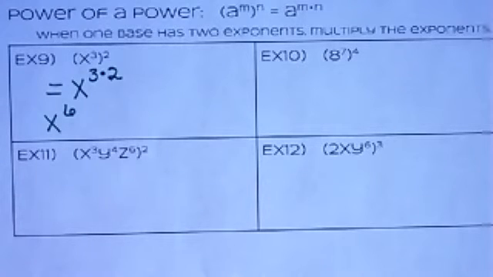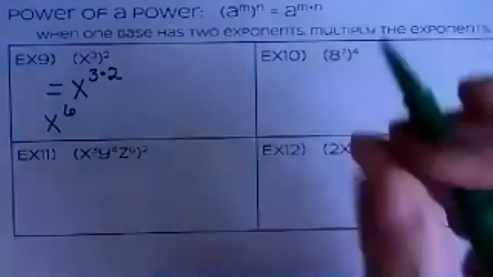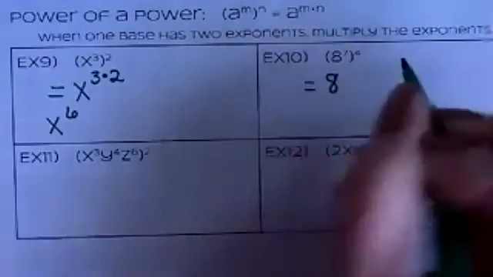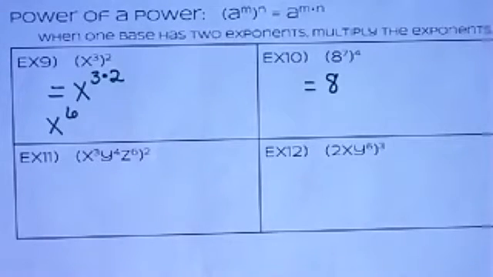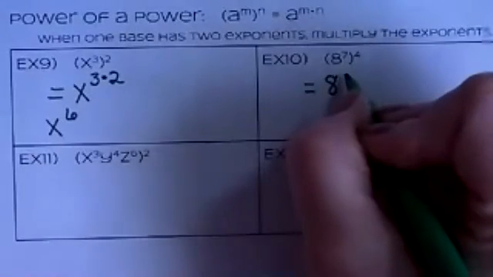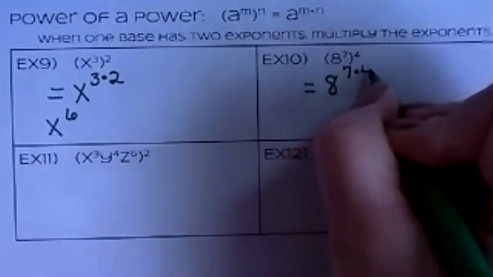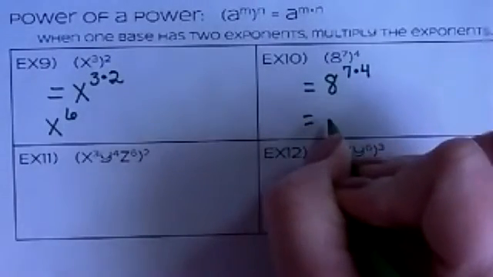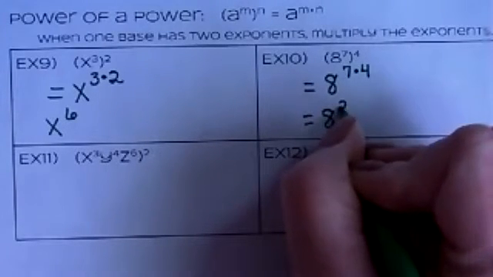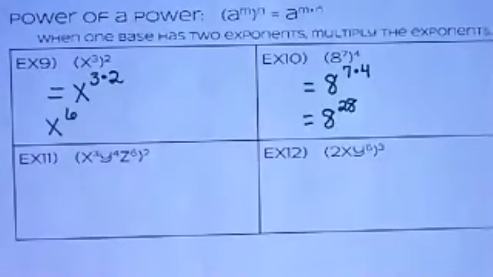Number 10 is actually, again, the 8th grade version of this because it has a number base instead of a variable base. But remember, when we're doing laws of exponents, we never change the base. The base will always stay the same, so it's 8. All I'm going to mess with in the laws of exponents are the exponents. So that's going to give me 8 to the 7 times 4, and 7 times 4 is 28. So 8 to the 28th power.